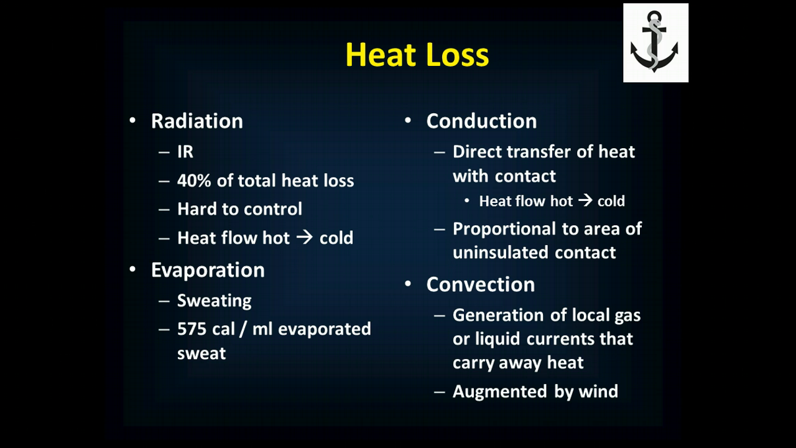We lose heat to the environment in a number of ways. The most important of this is loss through infrared radiation. As a warm body, we radiate infrared radiation out to colder bodies and colder objects. That's about 40% of our total heat loss. Despite many experiments and designs to try to decrease this infrared radiation heat loss, there haven't been a lot of great successes in the management of cold illness. And so it's something that we expect but can't really control.